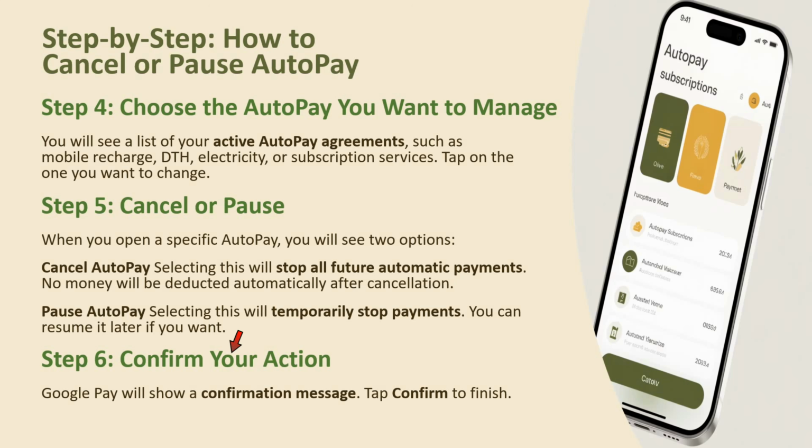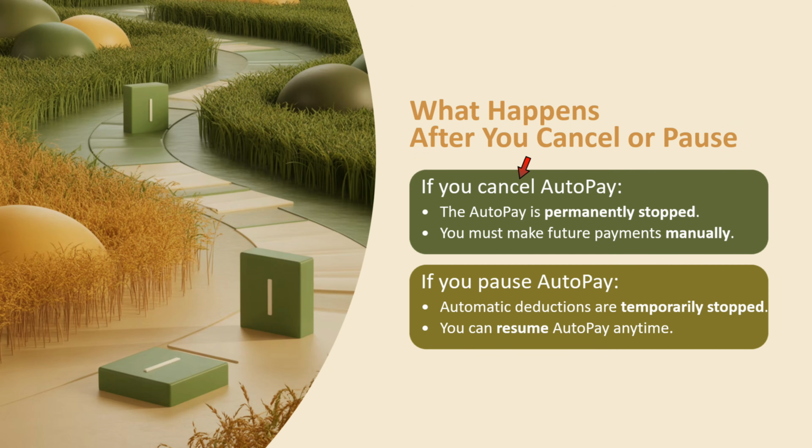Next step is you have to confirm your action. Google Pay will show you the confirmation message. Tap Confirm to finish. If you cancel AutoPay, the AutoPay is permanently stopped. You must make future payments manually. If you pause AutoPay, automatic deductions are temporarily stopped. You can resume AutoPay anytime.